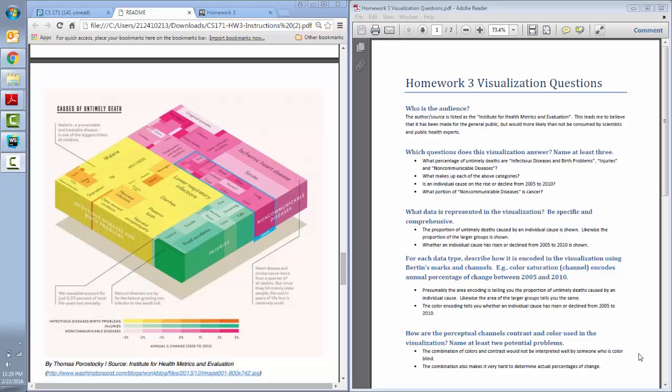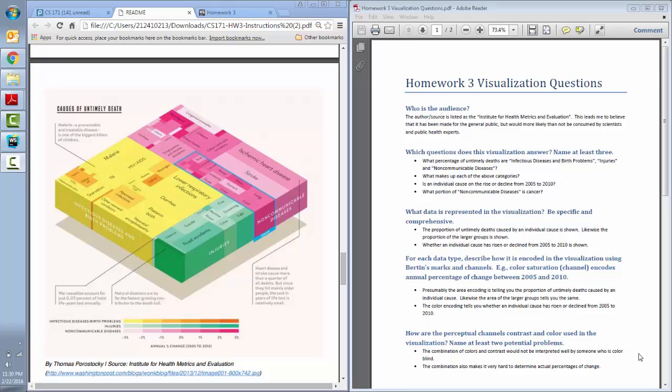So the first two things that I mentioned, the size of the categories and the size of the individual causes, are area encoded. I have a little bit of trouble with the area encoding. It's not obvious to me, for example, that infectious diseases is smaller than non-communicable diseases, or different shapes with roughly the same area, and I have a hard time making that judgment. Perhaps a pie chart would have been better. So those are the area encodings.